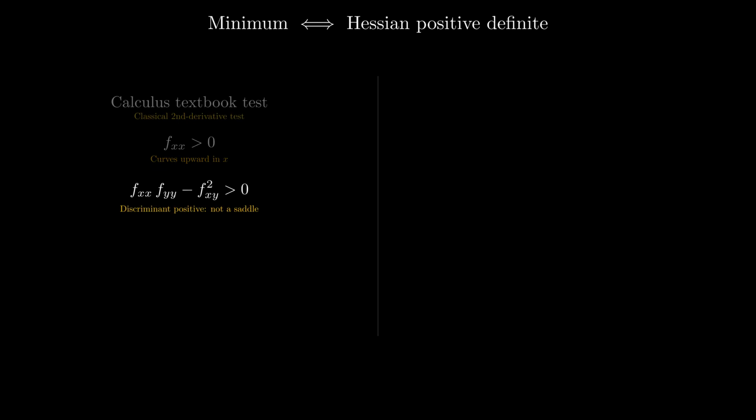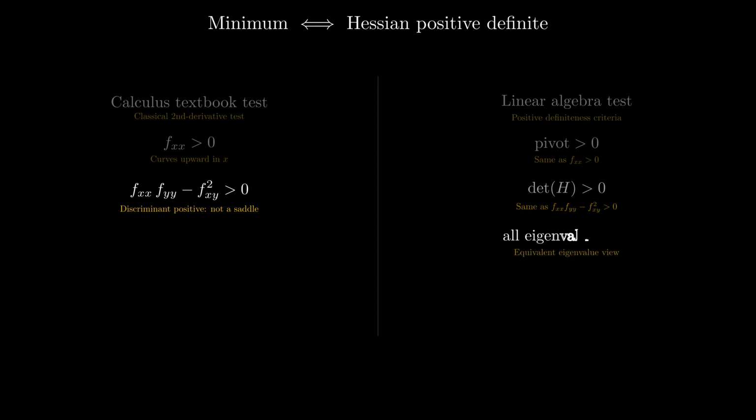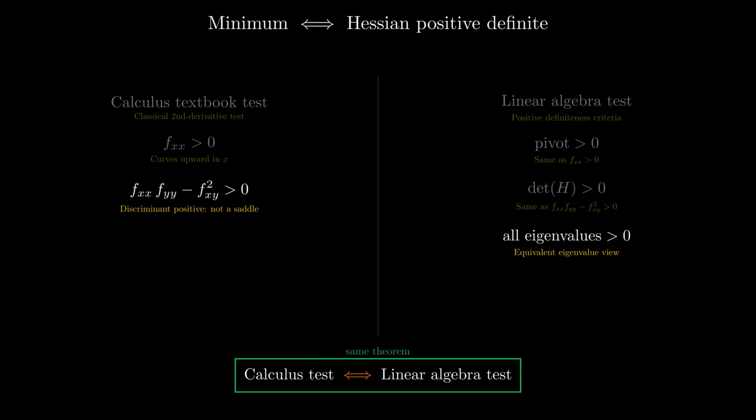Here's the theorem. A critical point is a minimum exactly when the Hessian is positive definite, meaning the function curves upward in every direction. The classical calculus textbook test says, check that f sub xx is positive, and check that f sub xx times f sub yy minus f sub xy squared is positive. That is literally the linear algebra test for positive definiteness. The upper left pivot is positive and the determinant is positive. Equivalently, all eigenvalues are positive. 3 views, 1 theorem. The algebra of pivots and the geometry of curvature are the same thing.